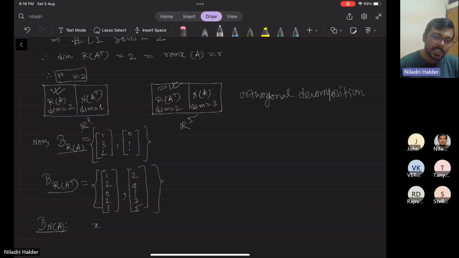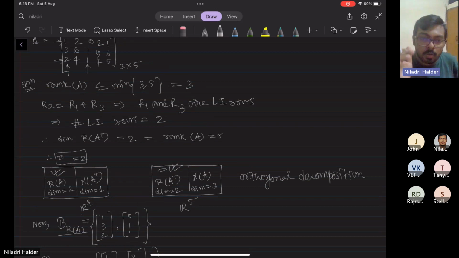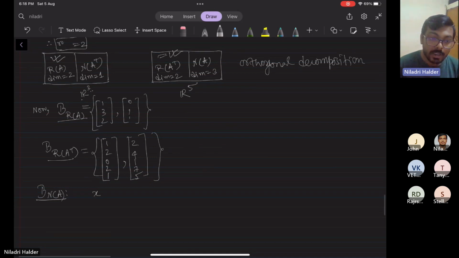Similarly, we can find the basis for the range space of A transpose, that means the linearly independent rows. We have already shown that R1 and R3 are the linearly independent rows: 1 2 0 2 1 and 2 4 1 7 5. Those two are linearly independent rows, so these are the basis for the range space of A transpose.